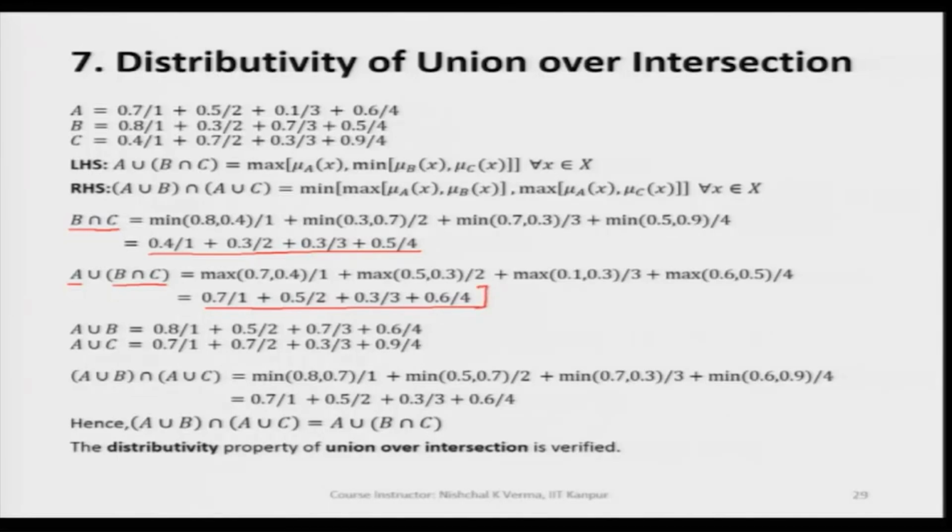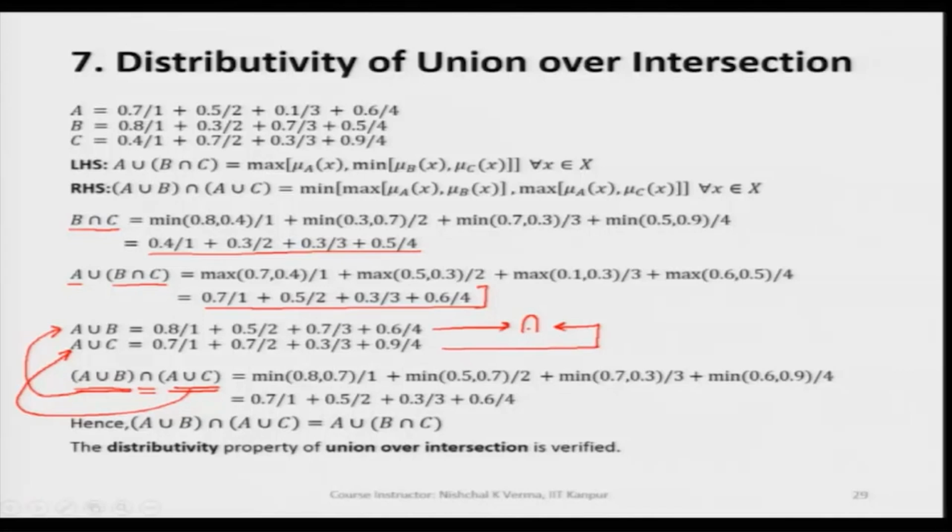Now, if we find here the intersection of A union B and A union C, this A union B we get from here, and A union C we get from here. So, if we take the intersection of these two, like we have this and we have this, and we take the intersection.